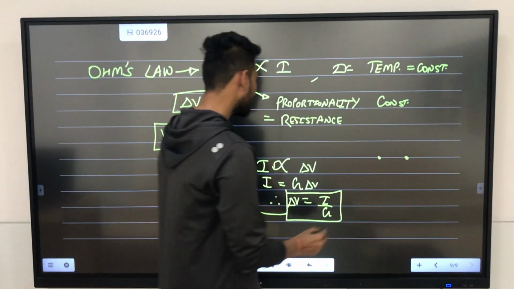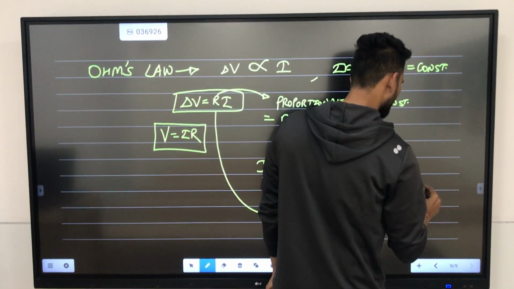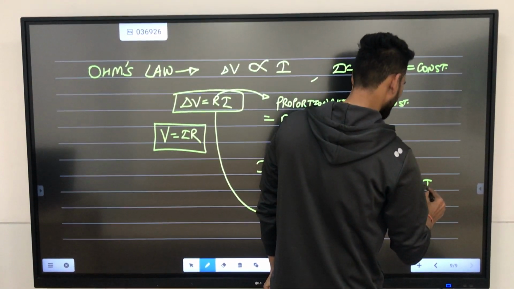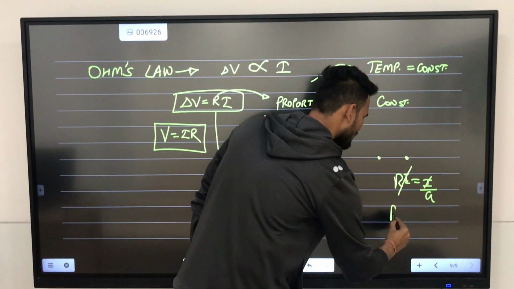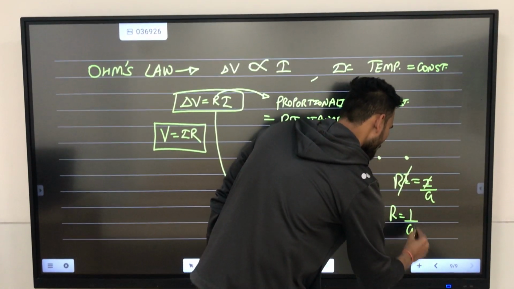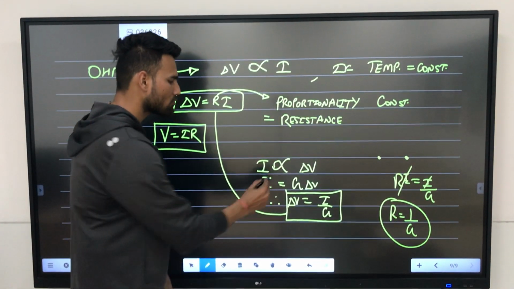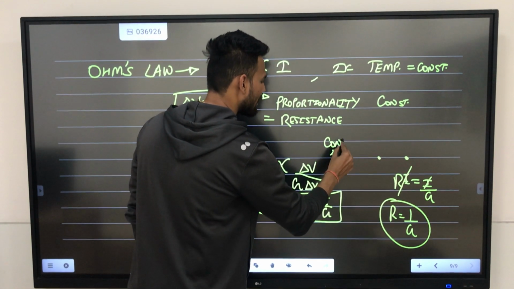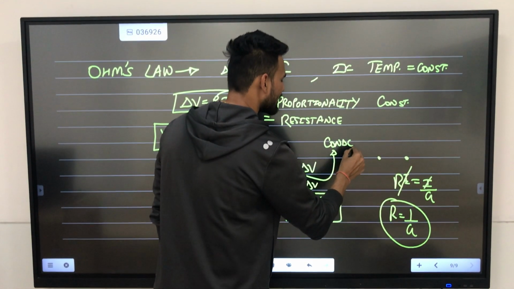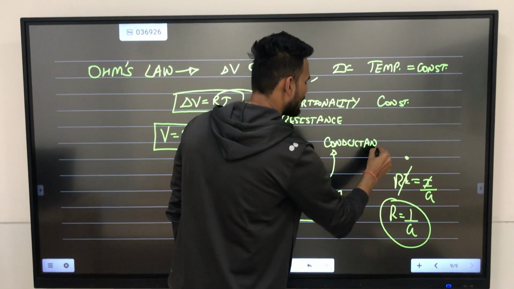So comparing the right hand side, RI is equal to I by G. So what does it mean? It means R is equal to 1 by G. So yes, R is equal to 1 by G, because this proportionality constant is called conductance, sorry, not conductivity, it's conductance. Am I clear or not?